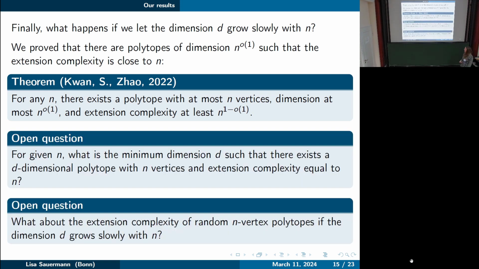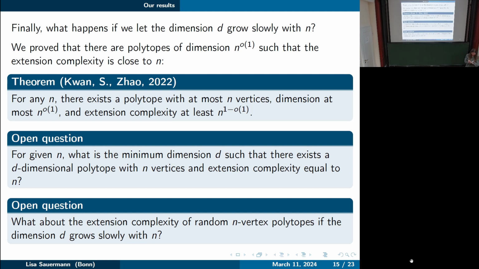But it just shows that you have to be careful how fast you let the dimension grow with n. But if you are careful about this, I think it's certainly interesting to study also random polytopes in this regime where the dimension grows slowly with n. So you can ask about the extension complexity of a random n-vertex polytope where the dimension d grows slowly with n, or you can also ask this sort of extreme question in this regime. But as I said, today I want to focus mostly on these results for random polytopes.